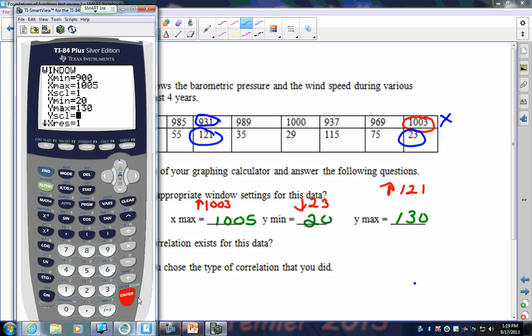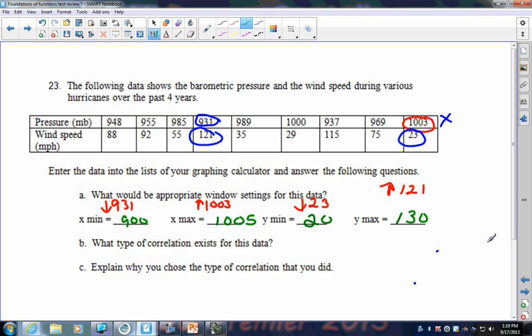If I press graph, I'm still not going to see anything. What have I forgotten to do? Turn my stat plot on. I have to go second, Y equals, enter, enter. Now when I graph, what does it look like is happening? What kind of correlation is it? From left to right, going down, and this will be negative.